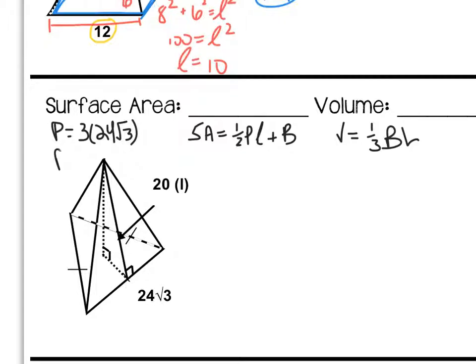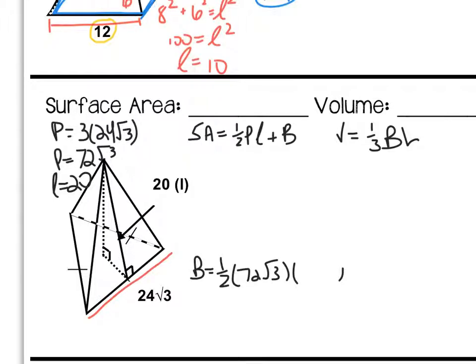So my perimeter is 72 square root 3. It also gives me that my slant height is 20. The other thing I need is the area of my base as well as the height. Let's start with area of the base. Area of my base is going to be 1/2 perimeter, which we already found is 72 square root 3, times the apothem. To find the apothem, the whole side is 24 square root 3, so cutting it in half, the small side is 12 square root 3.